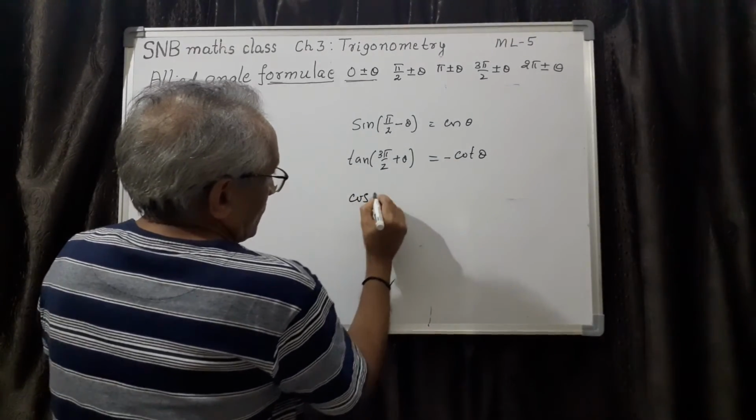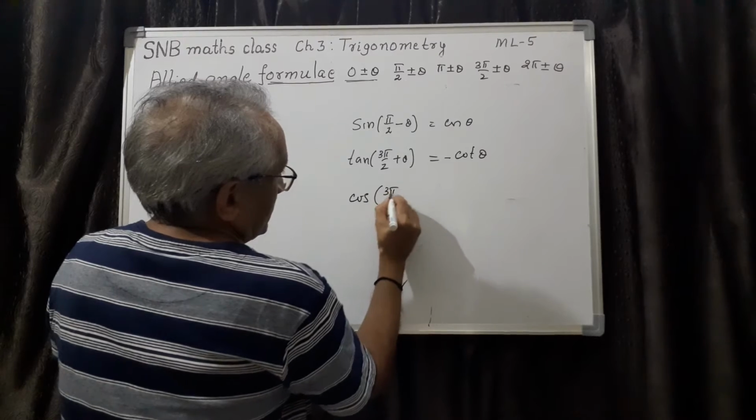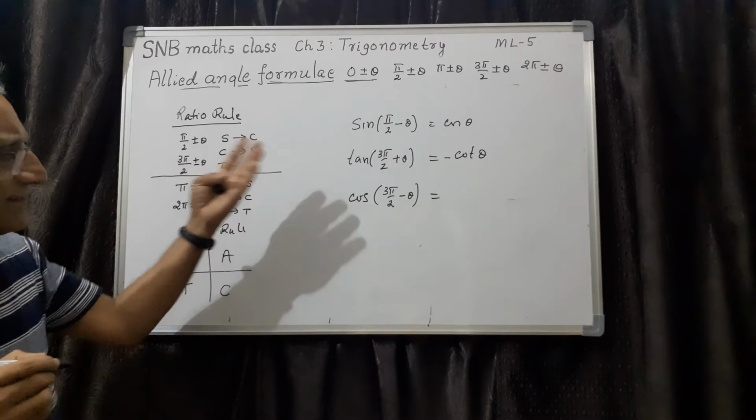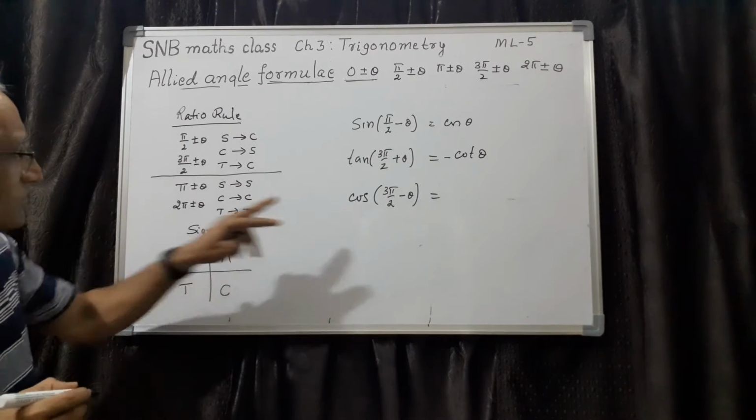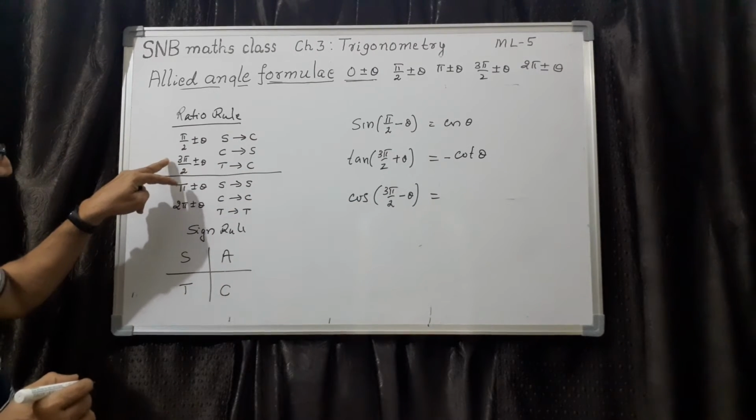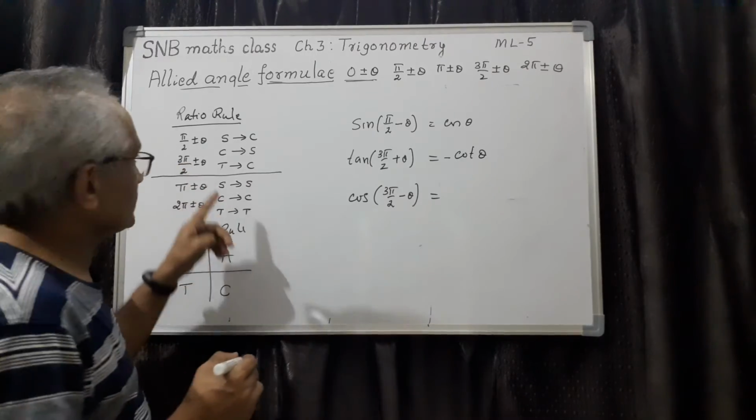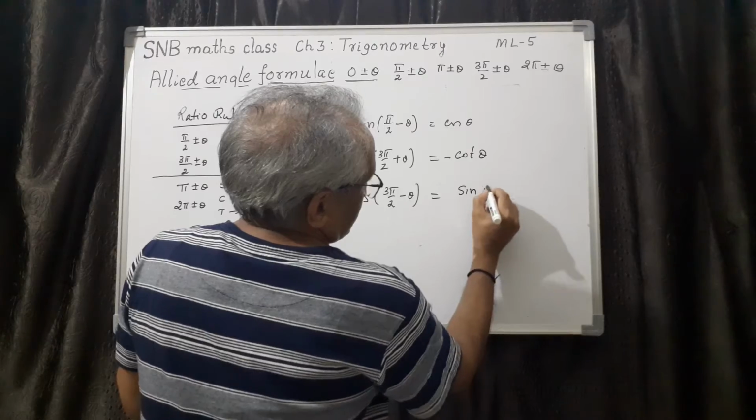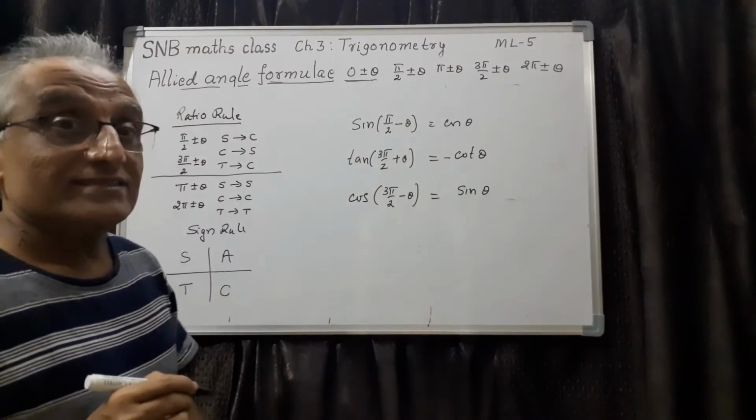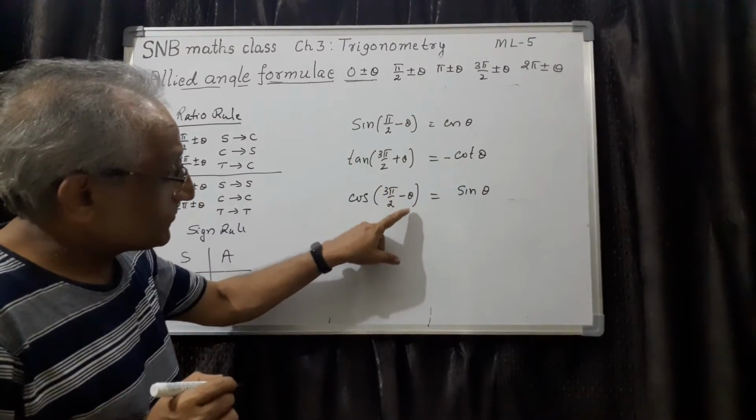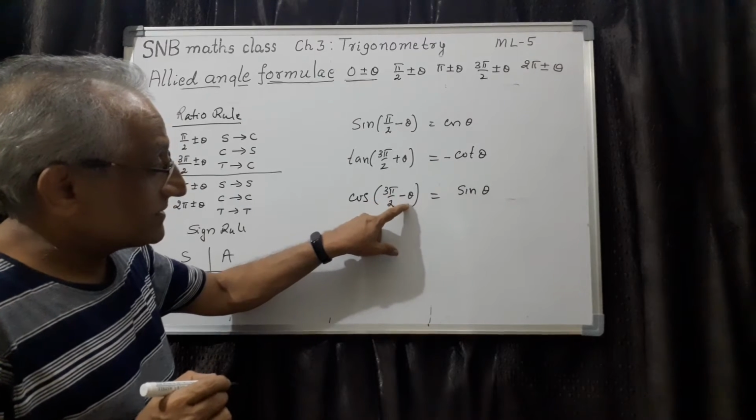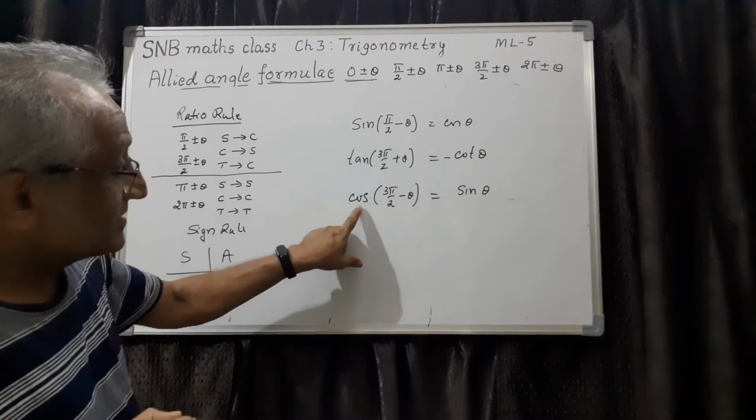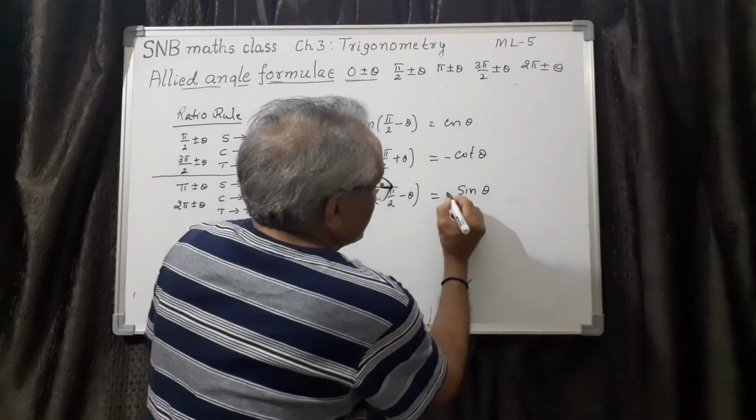Suppose I have cos of 3pi/2 - theta. Any ratio we can write now. So cos, what is the rule here? The ratio rule says it is 3pi/2 plus or minus theta, cos changes to sin. Therefore it is definitely sin theta. Then I have to decide the sign. Where is this angle now? It is 270 minus theta, which means it is in the third quadrant. In the third quadrant, cos is negative. Therefore, I have to write negative.